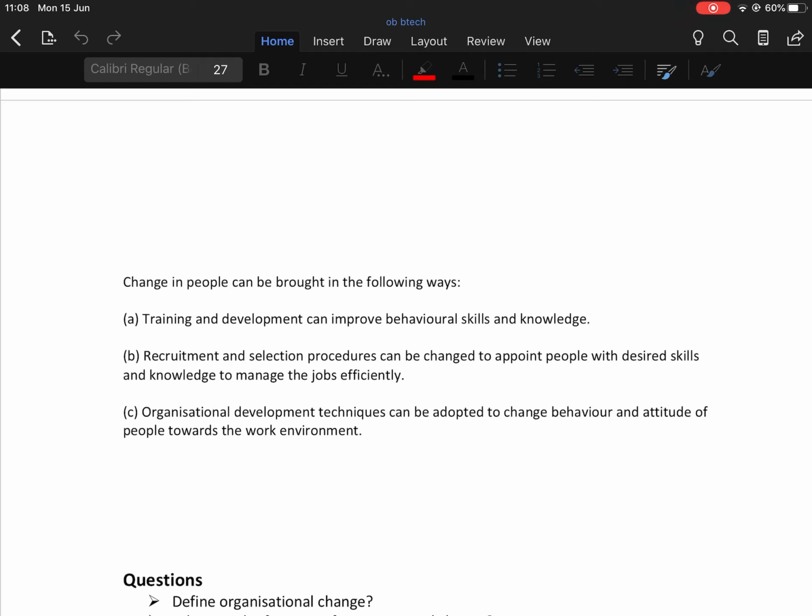Training and development can improve behavioral skills and knowledge of the human force. Then recruitment and selection procedures can be changed to appoint people with desired skills and knowledge to manage these jobs efficiently. Then organizational development techniques can be adopted to change behavior and attitude of people towards the work environment.